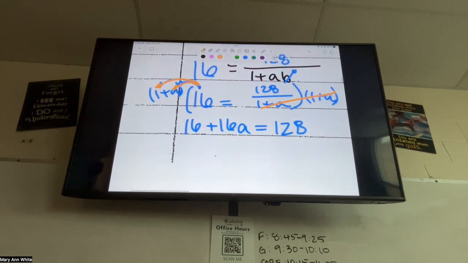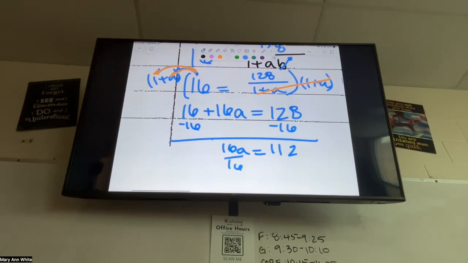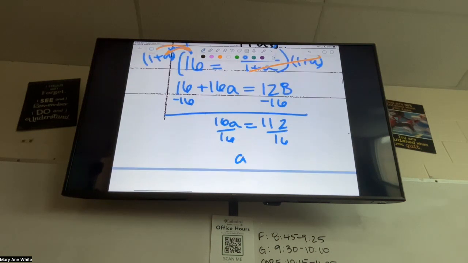Okay. Now I have a pretty simple algebra 1 problem where I'm going to minus 16 from both sides. And then I'm going to divide by 16 on both sides. And I believe that's 7. Somebody double check that for me. Does that look good? Okay, perfect.